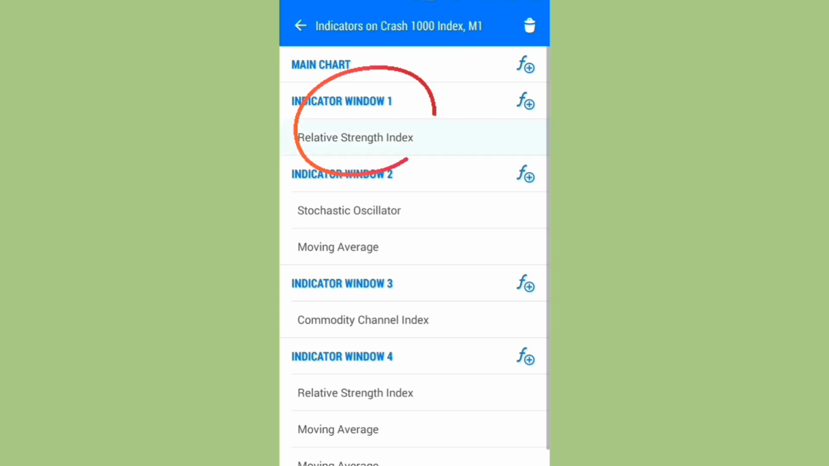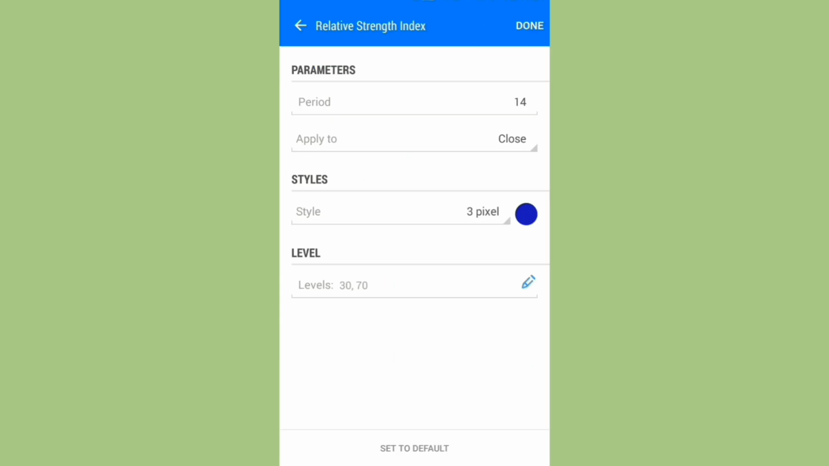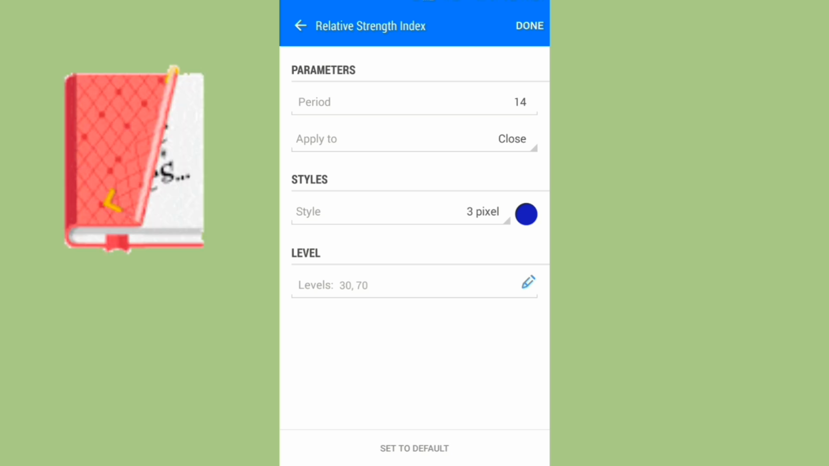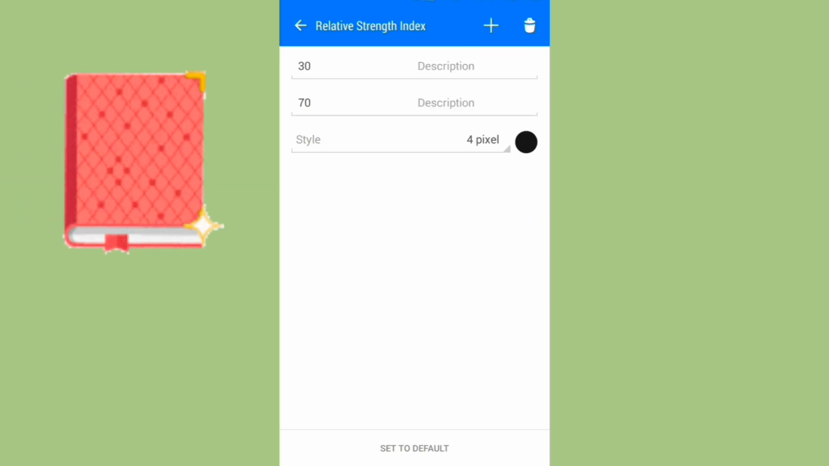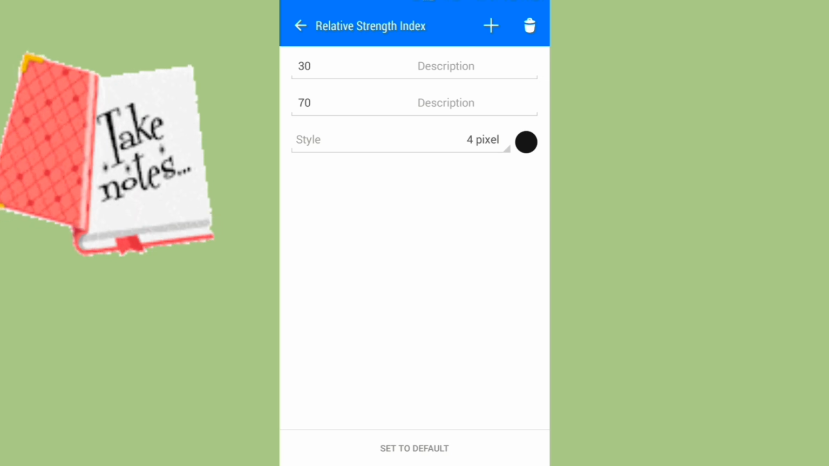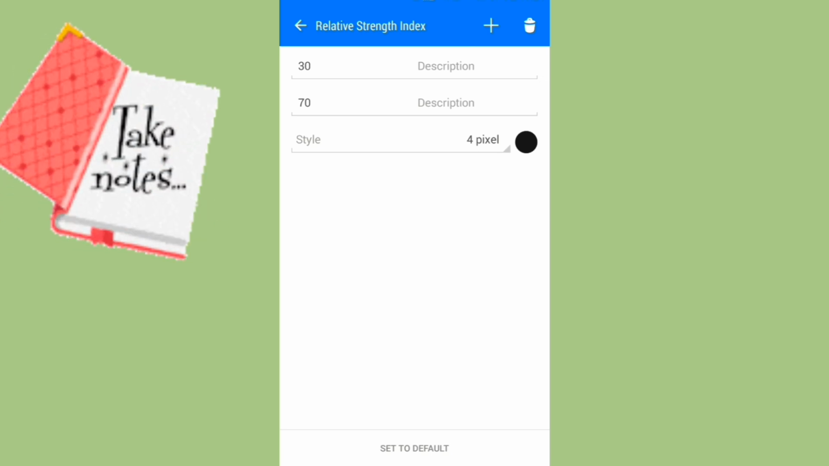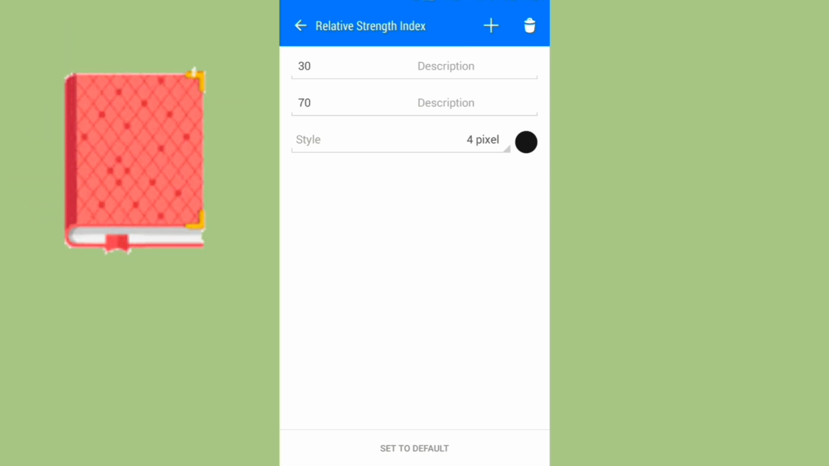By clicking the F+ button on the main chart, the following are its parameters: period 14, apply to close, style 3 pixel and the color is blue. And lastly, we just need two levels that are 30 and 70. That will help us to know the overbought and oversold positions.